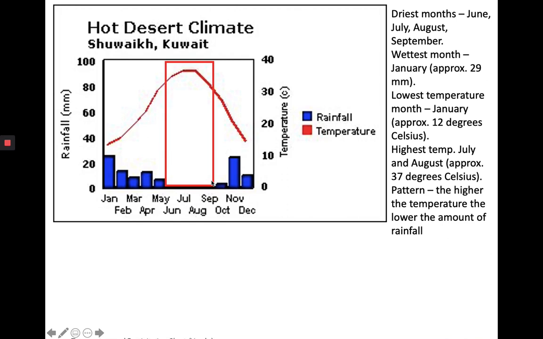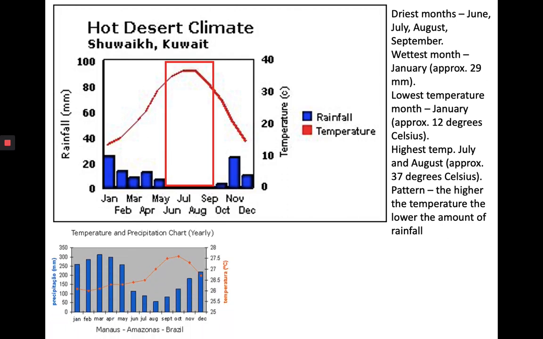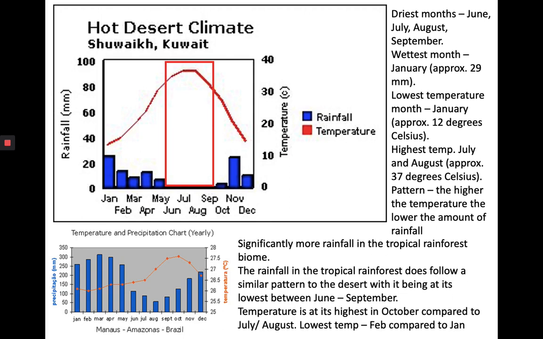Okay. Now, if you went on to be a fantastic superstar geographer and had a go at the challenge, then you might have picked up some of these. Now, there's significantly more rainfall in the tropical rainforest biome. You'll be familiar with that from what we've studied. The rainfall in the tropical rainforest does follow a similar pattern, though, to the desert, as you may have noticed, with it being at its lowest between June to September. It drops slightly and goes back up again, just like it does in the desert.